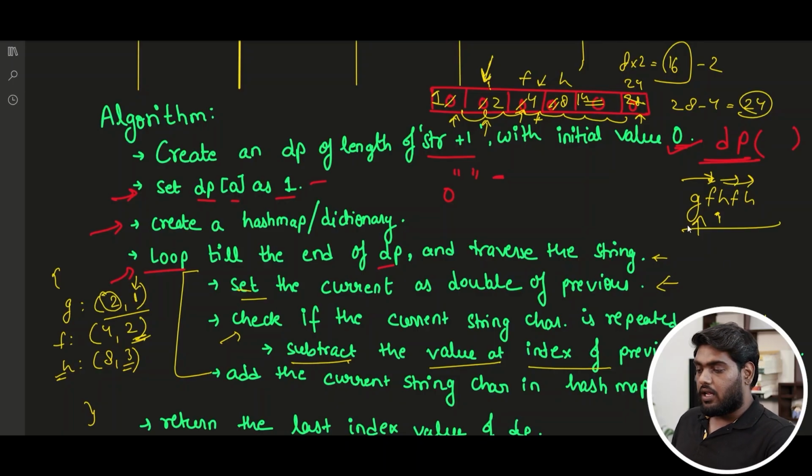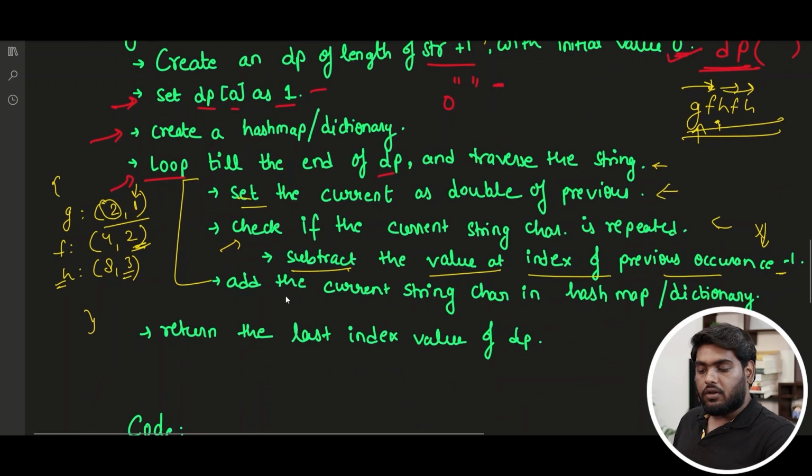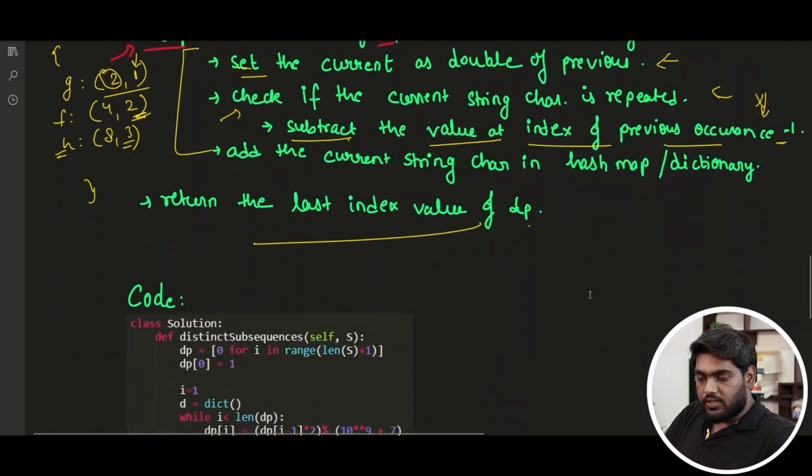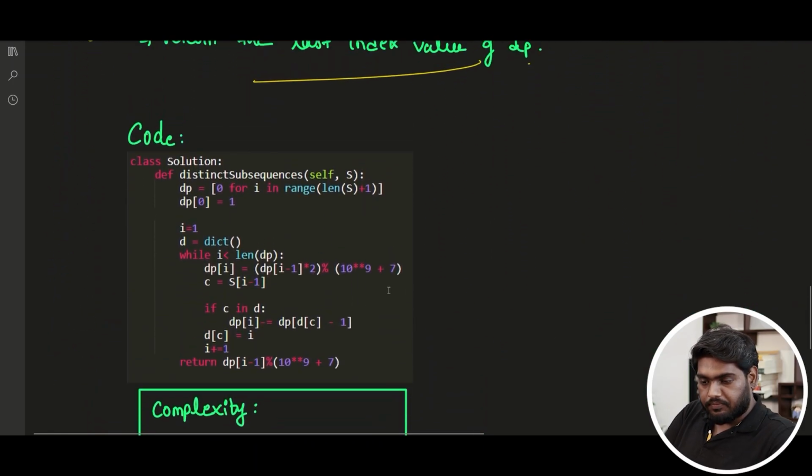And once we are done with our string, once we have reached the end of the DP array, we'll come out of this loop. And what do we have to return? We have to return the last index value of our DP. What do we have in the last of our DP? 24. And what is 24? Our answer, right? Let's quickly see the code for the same.